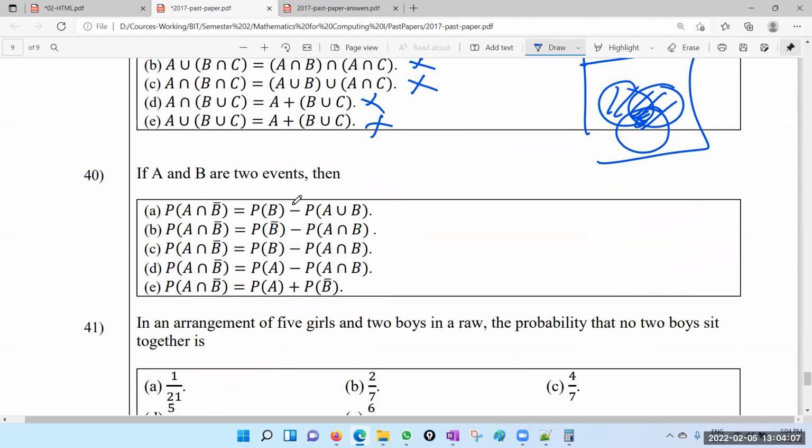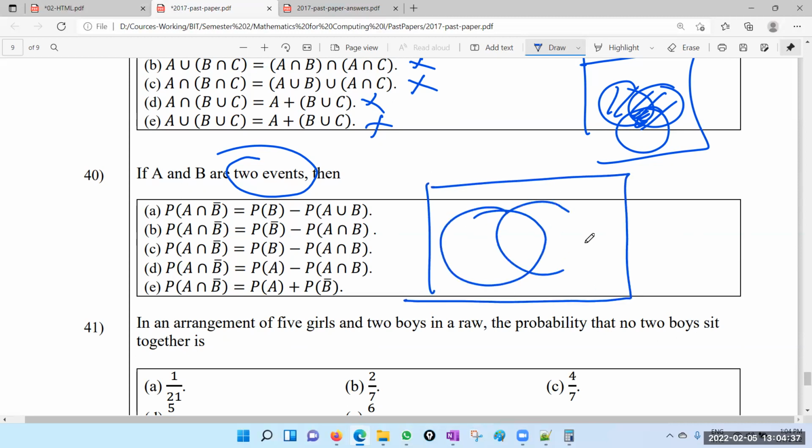If A and B are 2 events, what is your answer? They are not mutually exclusive. They are just two events. Which one is your answer? Now you have to consider the general scenario, which must be true for all possibilities. So this is a general scenario of A and B, because this is a special case. This is a general case. Right. First one.